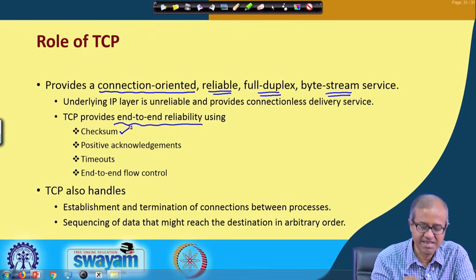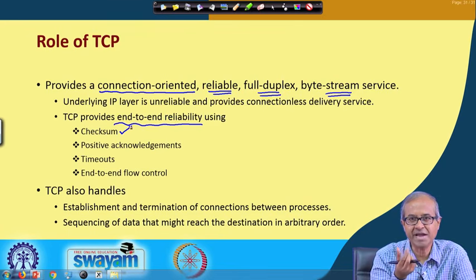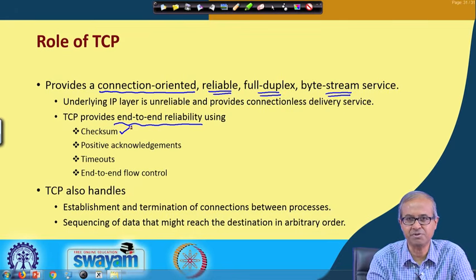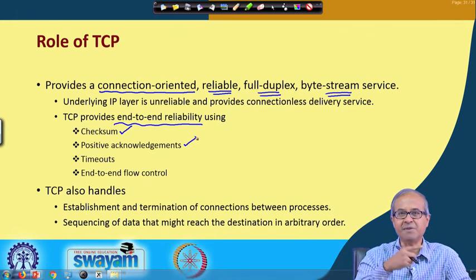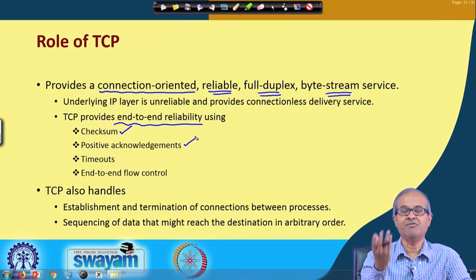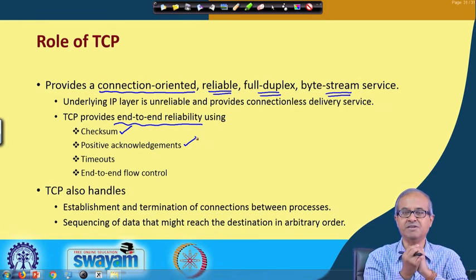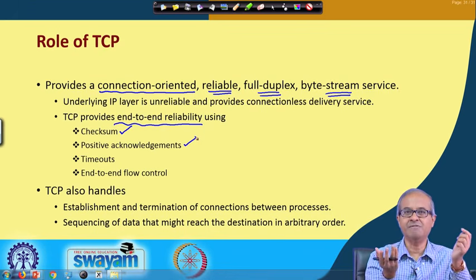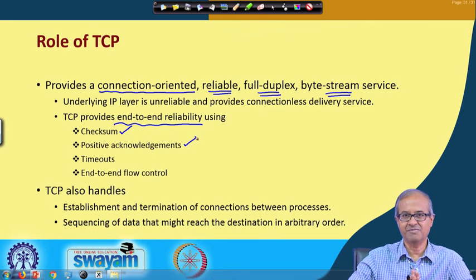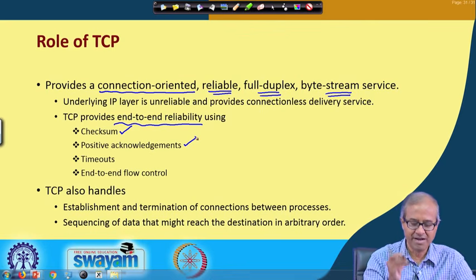Now, TCP provides this reliability using several mechanisms. There is a checksum, where each packet is verified using a checksum mechanism to see whether the packet has become corrupt, whether there is an error in the packet or not. Positive acknowledgement: the receiver sends back an acknowledgement to the sender that I have received all bytes up to 1050. This is a positive acknowledgement.